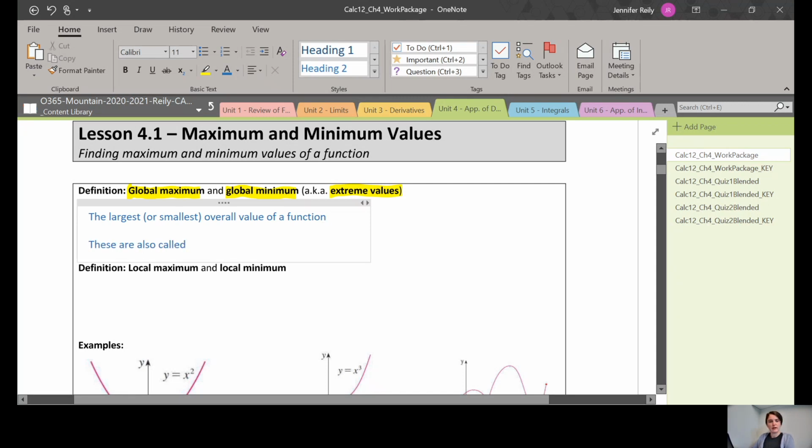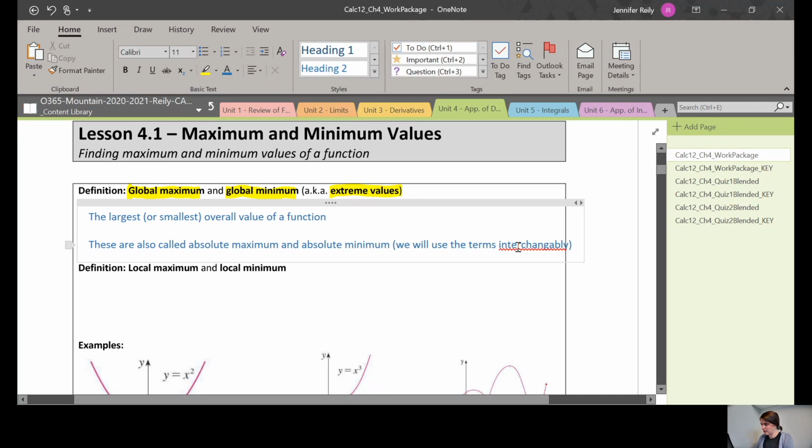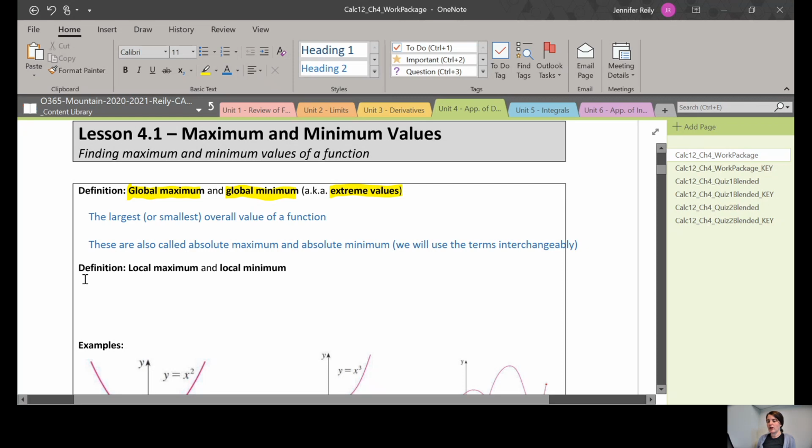These are also called absolute maximum and absolute minimum. Use the terms interchangeably. So absolute maximum is the exact same as global maximum, and absolute minimum is the same as global minimum. Depends on the textbook or the source you're using. They're the same thing.